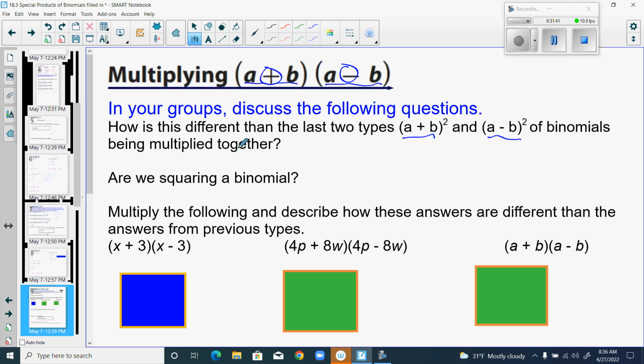Are we squaring a binomial? No, we are not. The binomials are different.